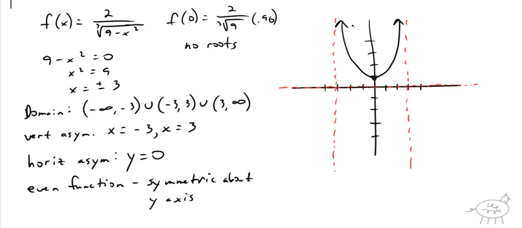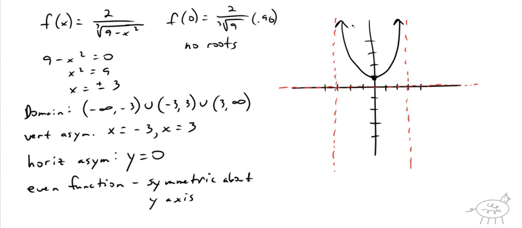So let's think logically. Going back to our original function, you can't pick 3, but let's say I pick 2.99999. Well, 9 minus 2.99999 squared is 9 minus almost 9, so it's some really small number. The cube root is still really small. 2 over some really small number is really big.